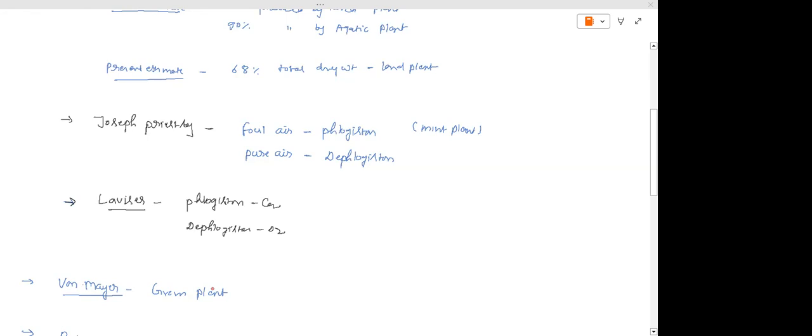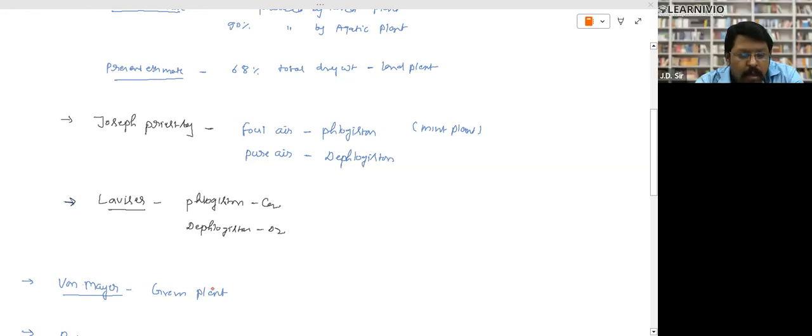Will you remember that? For foul air, he gave the term phlogiston. Dephlogiston has been asked. What is dephlogiston? So Joseph Priestley took the experimental organism, the mint plant. He said that the mint plant has the capability to convert phlogiston into dephlogiston. Dephlogiston is the pure air, and phlogiston is the foul air.